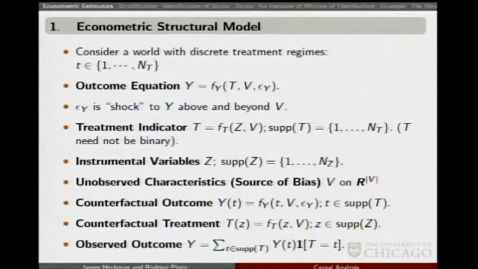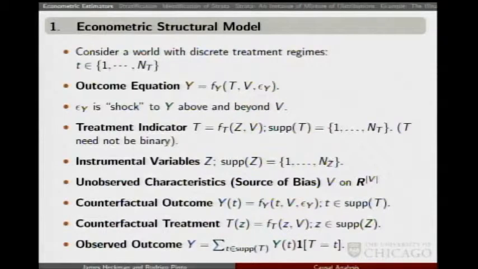You can think of it being fixed by a number of different mechanisms, possibly some randomization, but this is a conceptual experiment where I fix the T, I have a value of V, and I produce a counterfactual outcome Y of T. And then there's also a counterfactual treatment. And that, again, consists of basically T of Z, fixing Z and V. And this will give me counterfactuals.